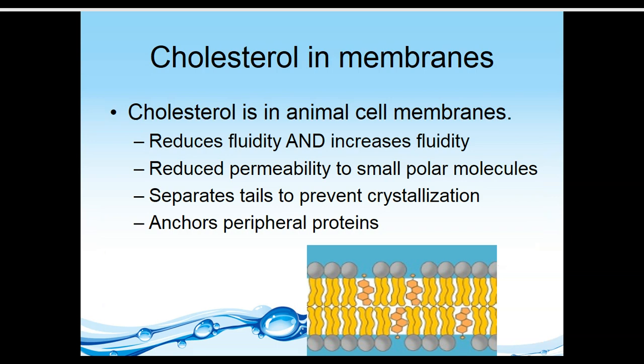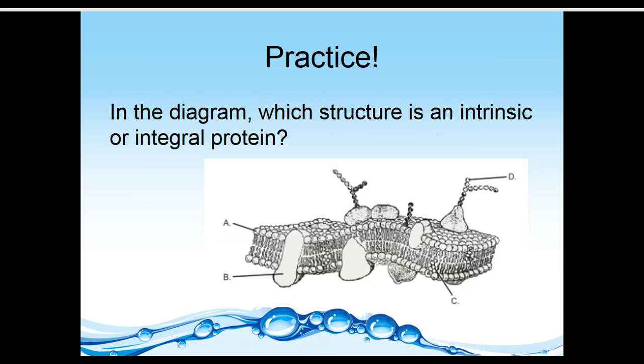And these are the words that we just said. So we are both reducing and increasing fluidity. It's also going to reduce the permeability to small polar molecules. So the more cholesterol there is, the harder it is for things like water and ethanol to get through. It's going to prevent those tails from crystallizing. That's also going to help to anchor peripheral proteins. So the proteins that sit just on the outside, the cholesterol will help them kind of stick to the membrane because we don't want them to just float away.